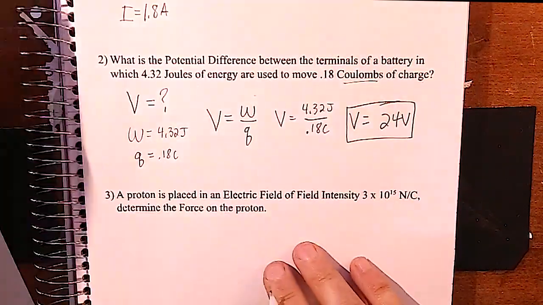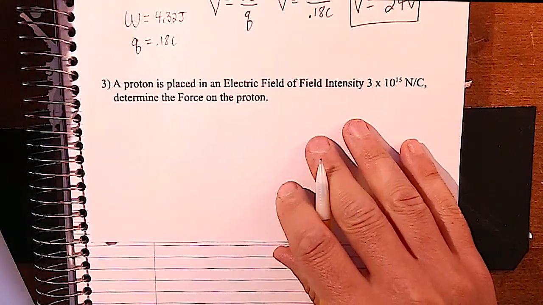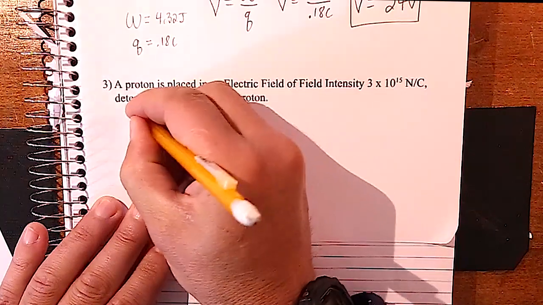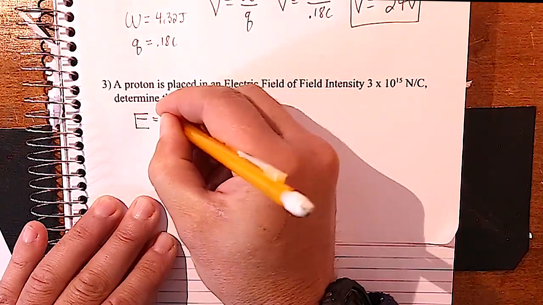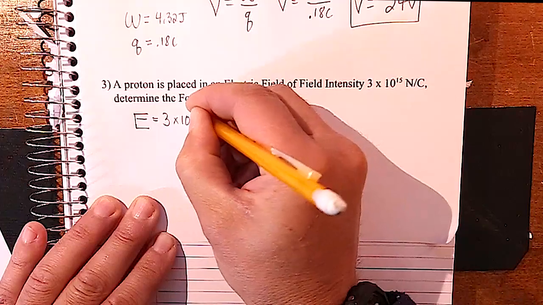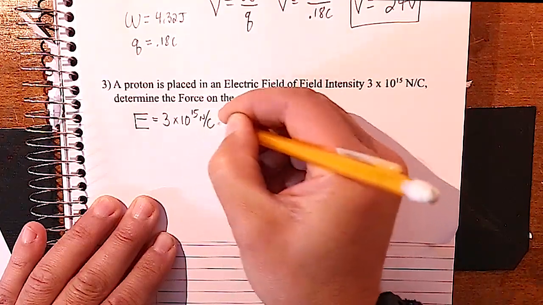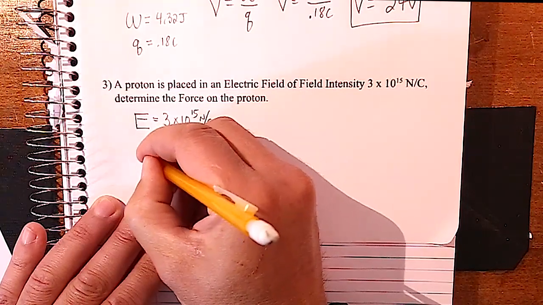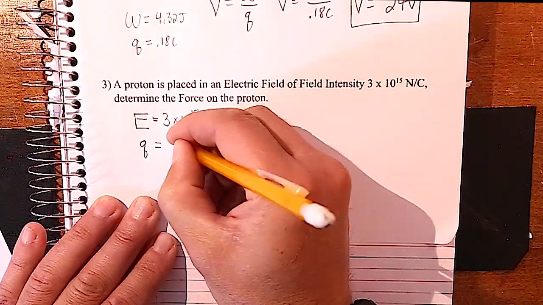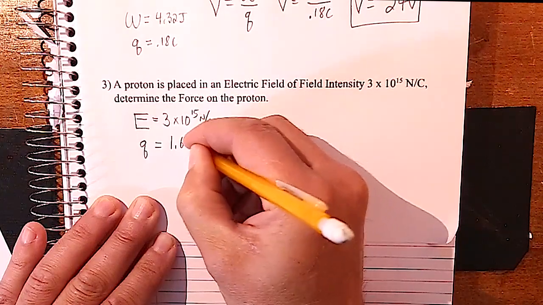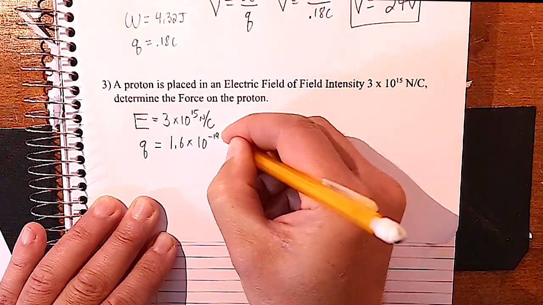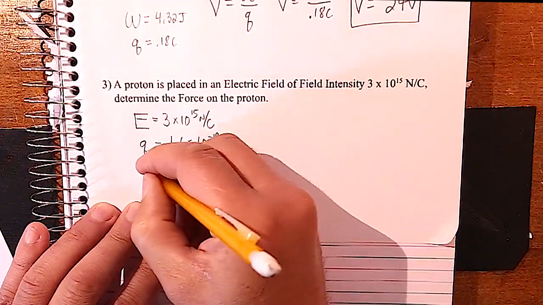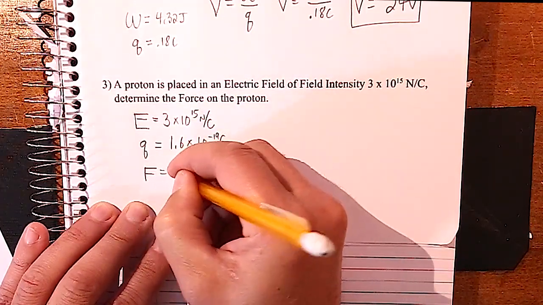The last one says a proton is placed in an electric field, so we know that that's E. So that's 3 times 10 to the 15th newtons per coulomb. And it's a proton, so we have to remember that by telling us it's a proton, we know the charge, 1.6 times 10 to the minus 19th coulombs. And finally, determine the force. So F is our unknown.